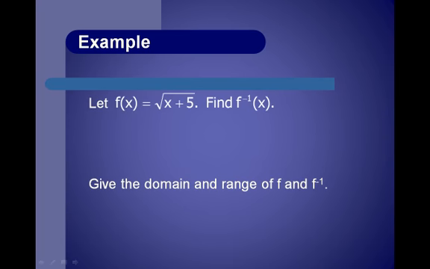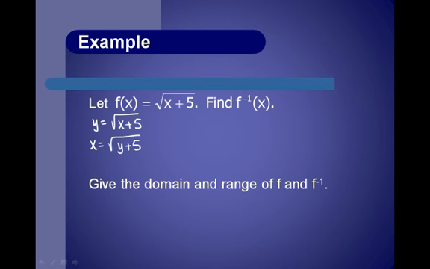Alright, and one more. Let f of x equal the square root of (x plus 5). Find the f inverse, or the inverse function. Well, we start out, replace f of x with y, so we get y equals the square root of (x plus 5). Switch x and y, so we're going to say that means x equals the square root of (y plus 5).